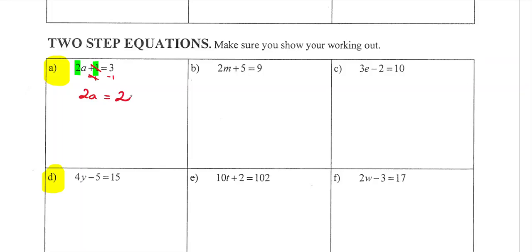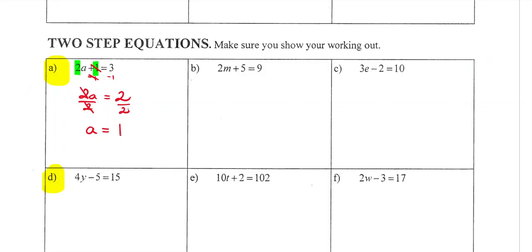Second step is to get rid of the 2. Because it's next to the a, it means that they are multiplied, and the opposite is going to be to divide by 2. Now, I don't write divide signs, I do fraction lines. They mean divide. The 2's will cancel off on the left side. A equals 2 divided by 2 is 1.